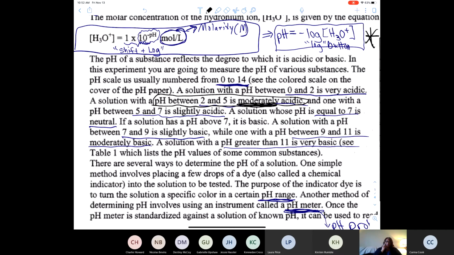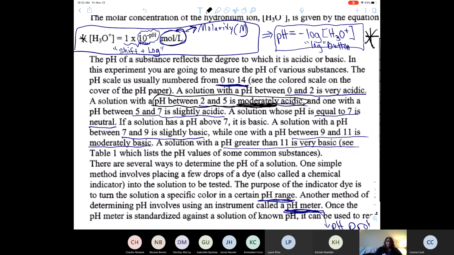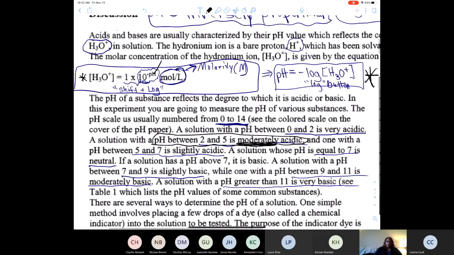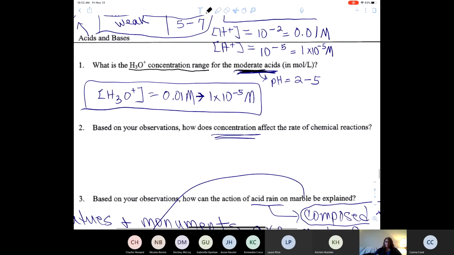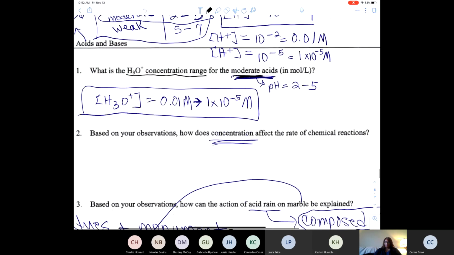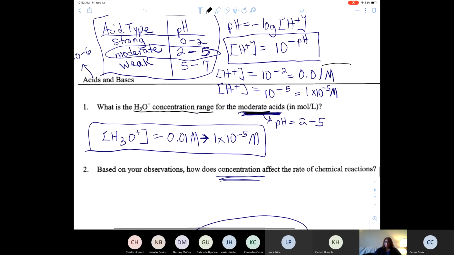So what you need to do for question 1 is calculate the H3O plus concentration at a pH value of 2 and the H3O plus concentration for a pH of 5. So that's what question 1 is asking. So at a pH of 2, this is how my equations would be set up. It's going to be the base 10 function raised to the negative 2 power. And then for a pH of 5, the concentration of H3O plus, which is the same as the concentration of H plus, is equal to 10 to the negative 5th power.